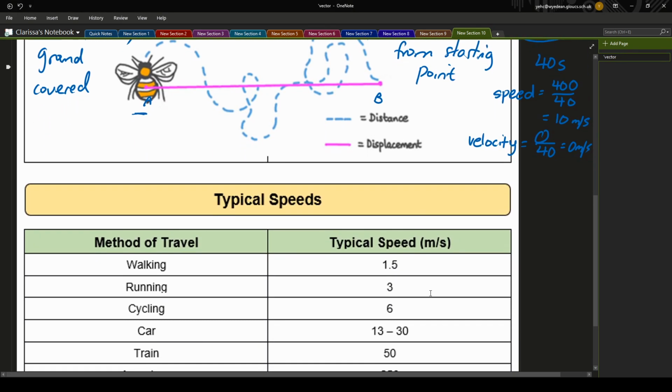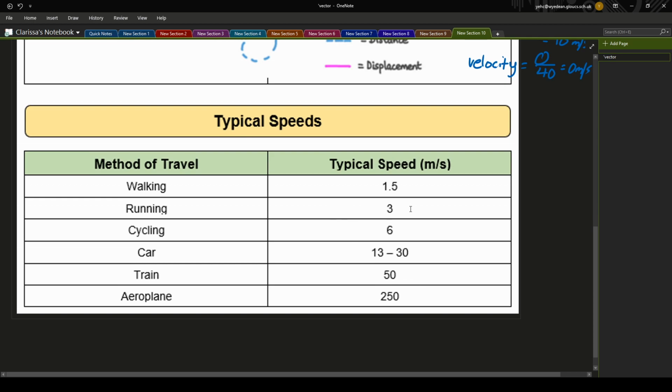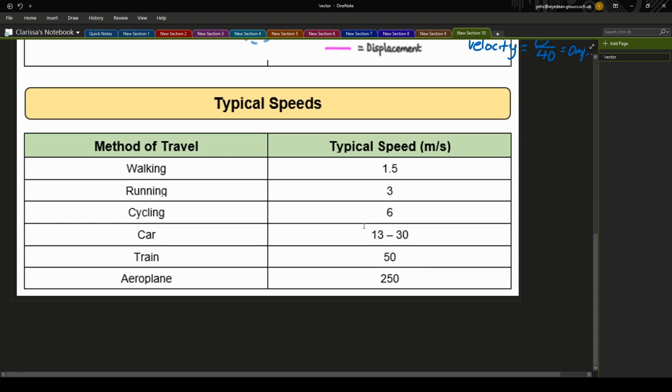Now, oof, I made my person go pretty fast then. Right.